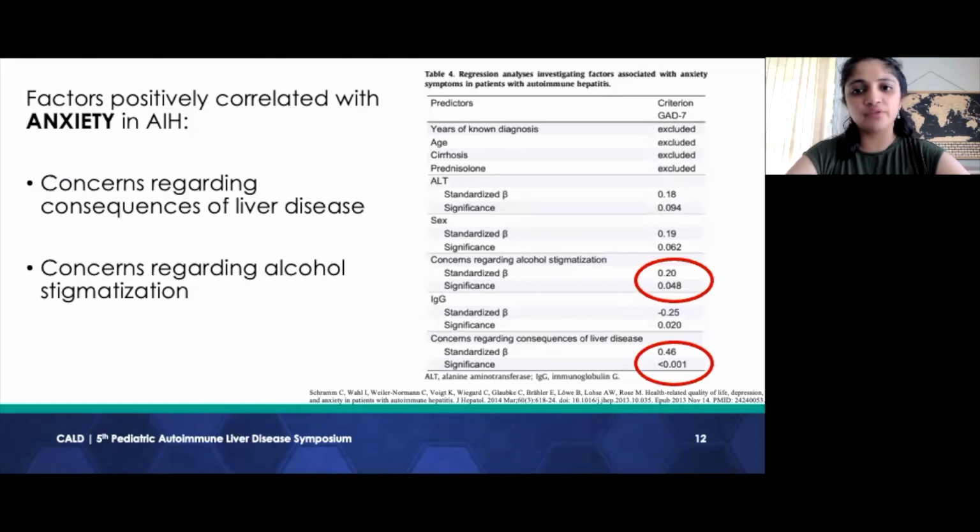Anxiety was also worsened, like we talked about, with concerns regarding consequences of liver disease. Also, concerns regarding alcohol stigmatization formed a significant proportion of anxiety. And this does not apply to our population here in pediatrics, but this is something very important as they grow to become adults, and how this will affect them.